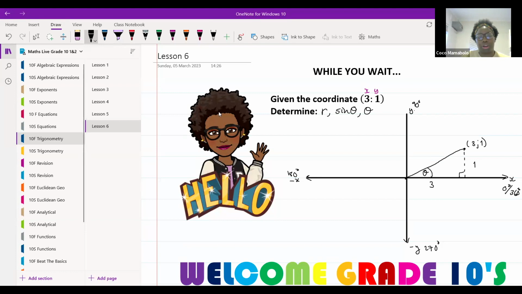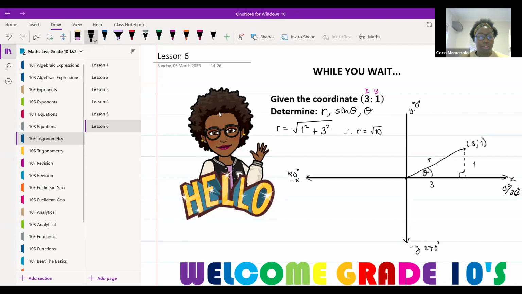It says here determine r. So r is equal to, again, it's Pythagoras because we're looking for the hypotenuse, right? We're going to take the square root of 1 squared plus 3 squared. And therefore r will equal the square root of 1 squared, which is just 1, plus 3 squared, which is 9. So 1 plus 9 is 10.